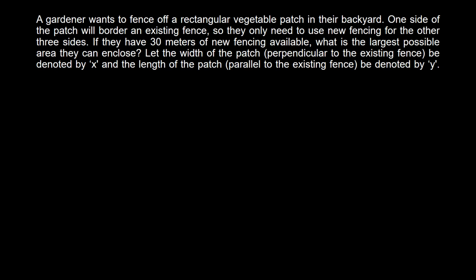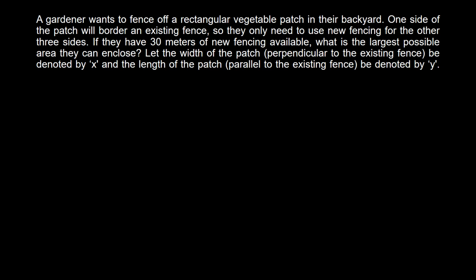A gardener wants to fence off a rectangular vegetable patch in their backyard. One side of the patch will border an existing fence, so they only need to use new fencing for the other three sides. If they have 30 meters of new fencing available, what is the largest possible area they can enclose? Let the width of the patch, which is perpendicular to the existing fence, be denoted by X, and the length of the patch, which is parallel to the existing fence, be denoted by Y.